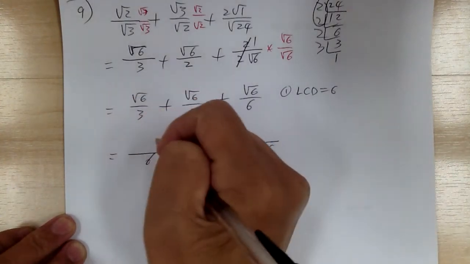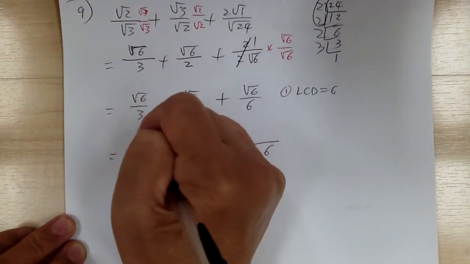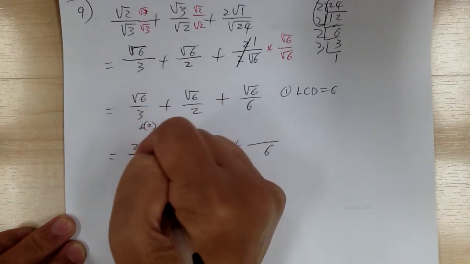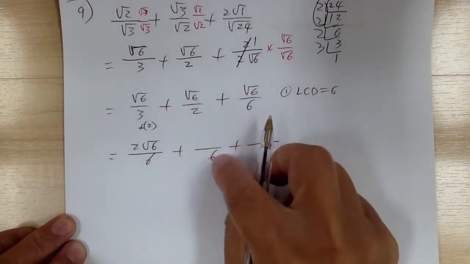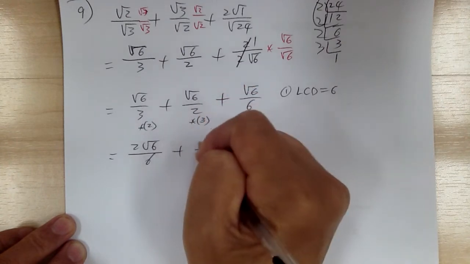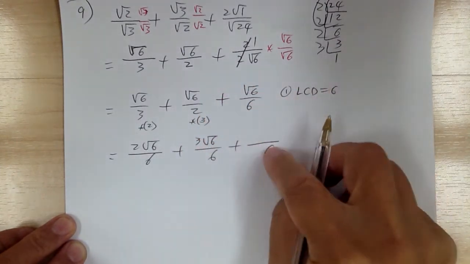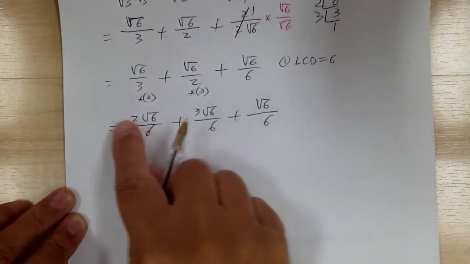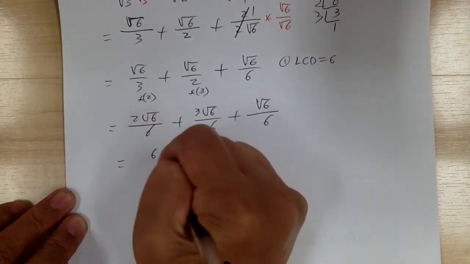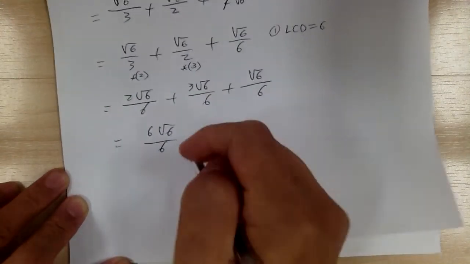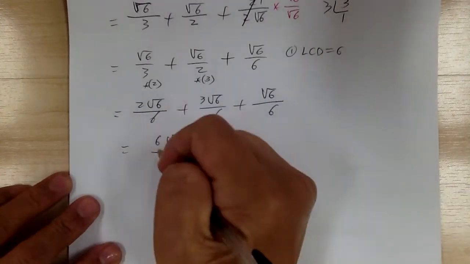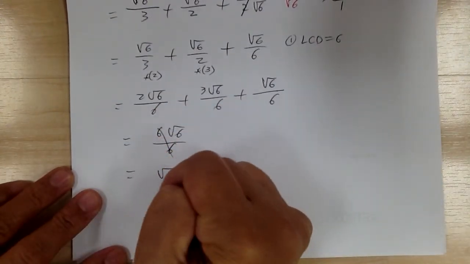Step 3, you have to figure out what you need to multiply. So this one you need to multiply by 2. So you get 2 square root of 6. This one, from here to here, you need to multiply by 3. So you get 3 square root of 6. From here, you don't do anything. So when you add all this together, you get 6 square root of 6 over 6. And they cancel out. So you end up with square root of 6.